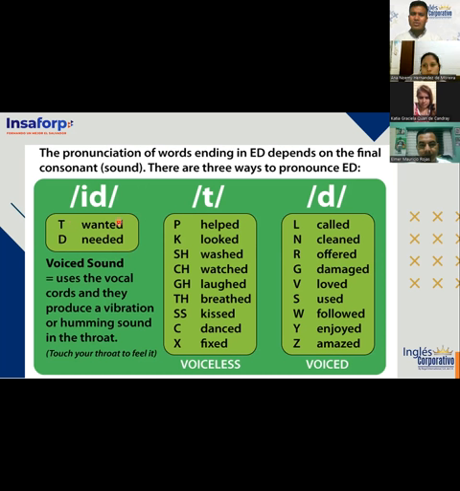Yes? Okay. Now, for the pronunciation id, there are only two letters for that pronunciation. But for the other ones, we have even more. As you can see here, for the T sound, we have the letter P, the letter K, SH, CH, GH, TH, SS, C, and X. So, helped, looked, washed, watched, laughed, breathed, kissed, danced, fixed.